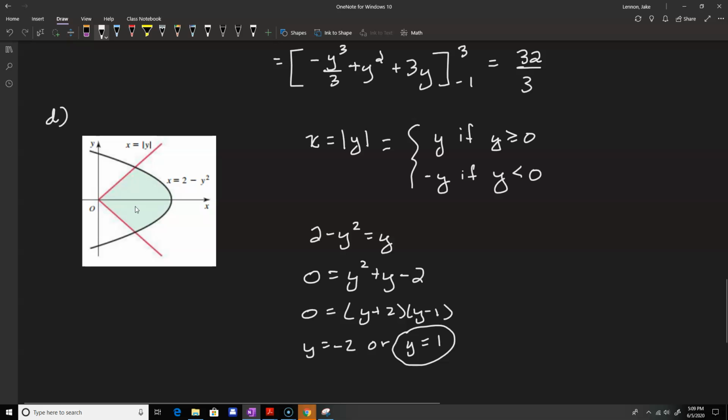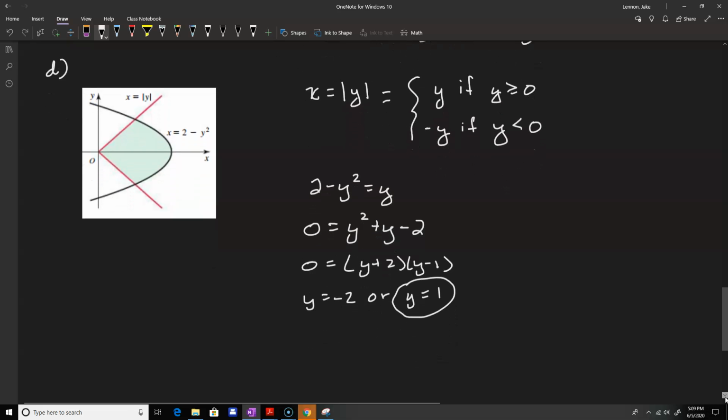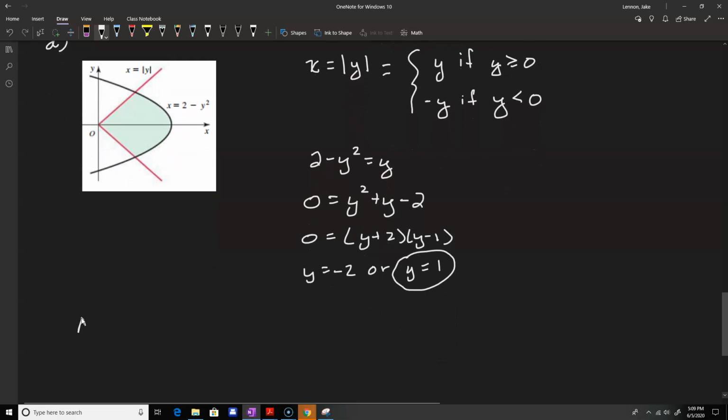So actually what we want to do is split this up into two integrals. One where we're using the formula x equals y, and the other where we're using the formula x equals -y. So similar computation will show that y equals -1 is what we have on the other side. So let's write that area as two pieces, the top piece and the bottom piece. So the area of the top piece, we're going to be integrating y values from 0 to 1, and that's going to be 2 minus y squared minus y.